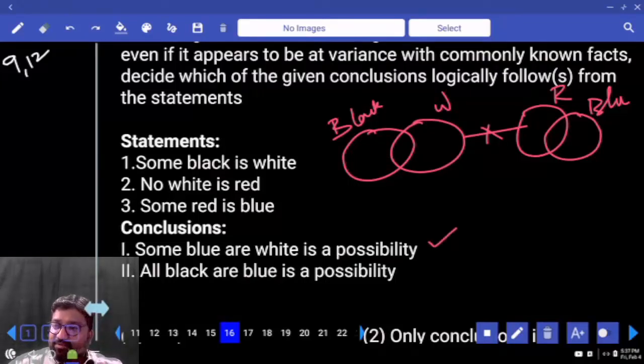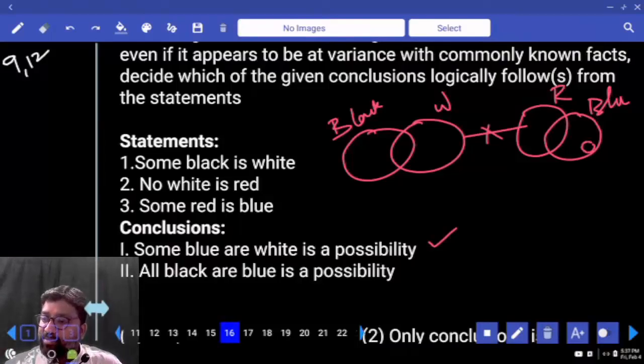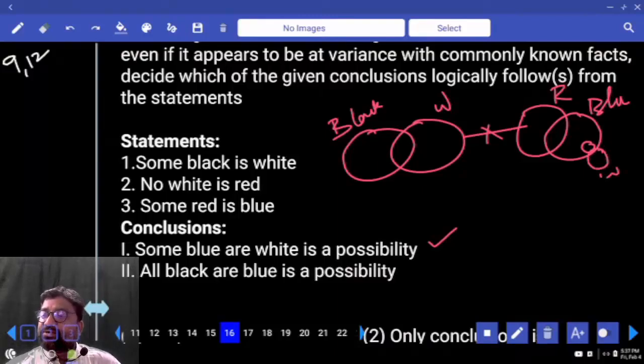All blacks are blue. Can all the blacks go inside blue? Yes or no? Absolutely yes. Black anta blue lopaliki vellipochu. Black తో పాటు ఎవరు వస్తారు? వైట్. వైట్ ఇలా బయట ఉంటారు. అర్థమైందా? ఎందుకంటే వైట్ టు రెడ్ టచ్ అవ్వదు కదా. వైట్ టు రెడ్ టచ్ కానంత వరకు మనకి నో ప్రాబ్లం. సో వాట్స్ యువర్ ఆన్సర్? Both 1 and 2 follows.